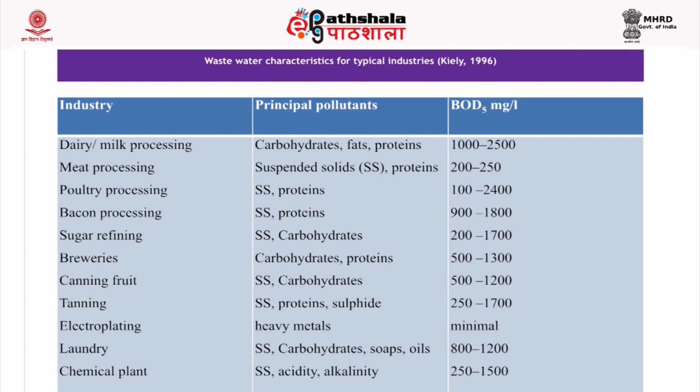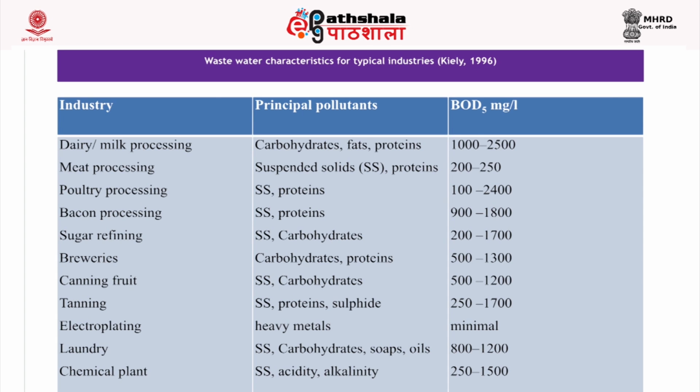There are a range of industries. Dairy and milk processing industries have principal pollutants of carbohydrates, fats and proteins in the range of 1000 to 2500 milligram per liter. Meat processing industries contain suspended solids and proteins in the range of 200 to 250 milligram per liter.